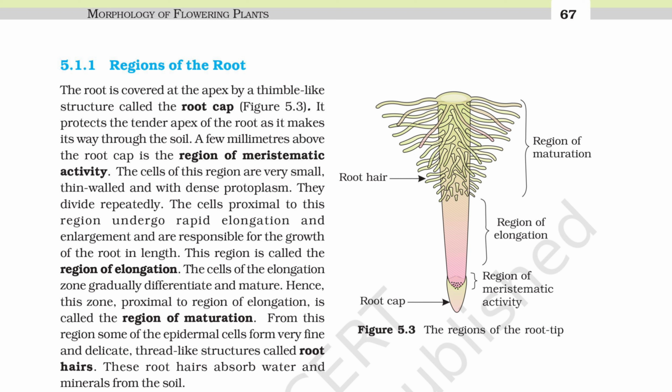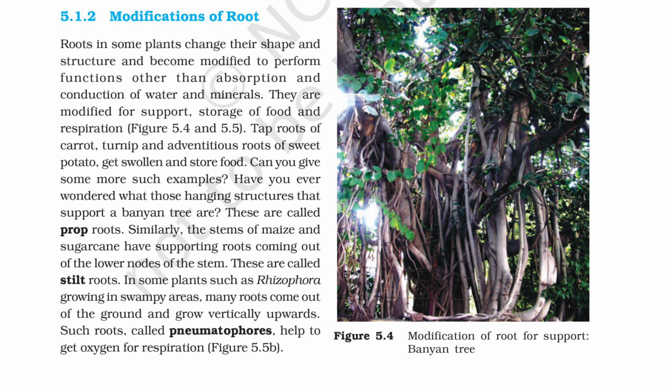The cells of the elongation zone gradually differentiate and mature. Hence, this zone, proximal to region of elongation, is called the region of maturation. From this region some of the epidermal cells form very fine and delicate, thread-like structures called root hairs. These root hairs absorb water and minerals from the soil.